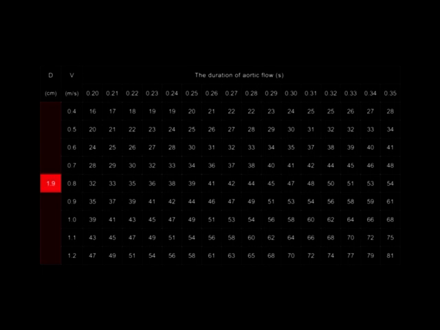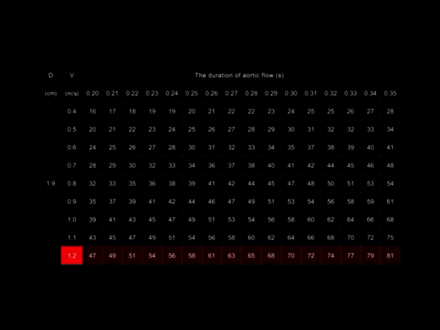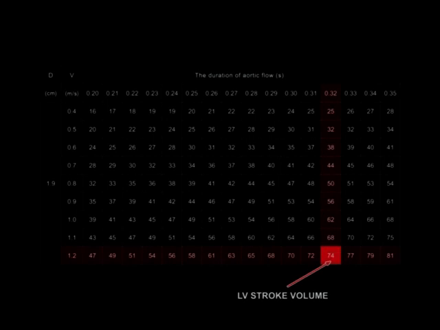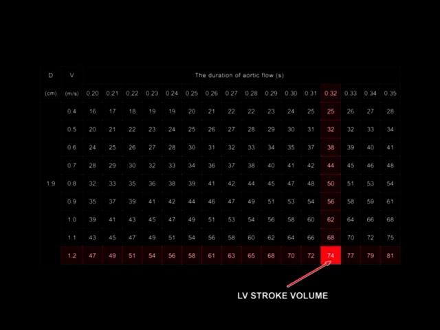For example, the outflow tract diameter at the base of the aortic leaflets is 1.9 centimeters. Maximal velocity of the aortic systolic flow is 1.2 meters per second, and the duration of the systolic flow is 32 hundredths of a second. The left ventricular stroke volume, thus, in this patient is 74 milliliters.